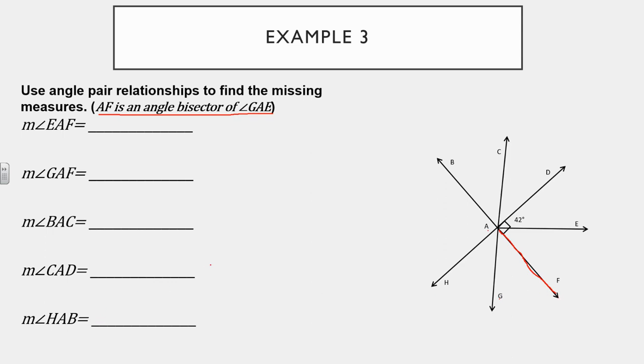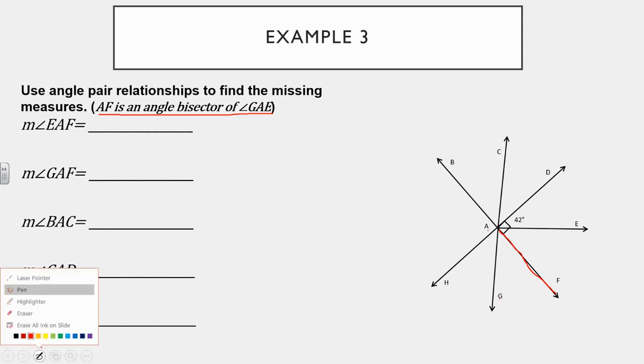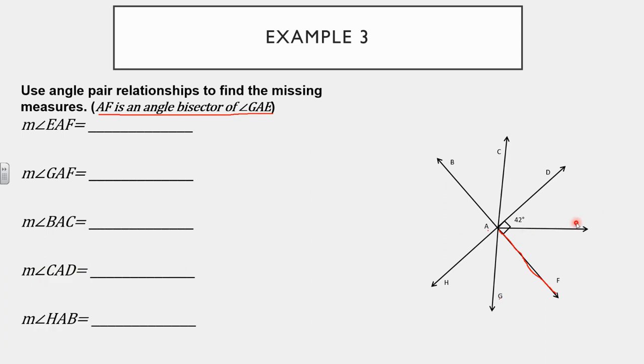So let's see what we have here. It asks us angle EAF first. Well, what could that possibly be? I've got a right angle here. That's 42. Well, if this is 42, this would have to be 48, right? Because 48 plus 42 is equal to 90 degrees, and we know that this is a 90-degree angle. So we know that this is 48. You can forgive me for my handwriting here.